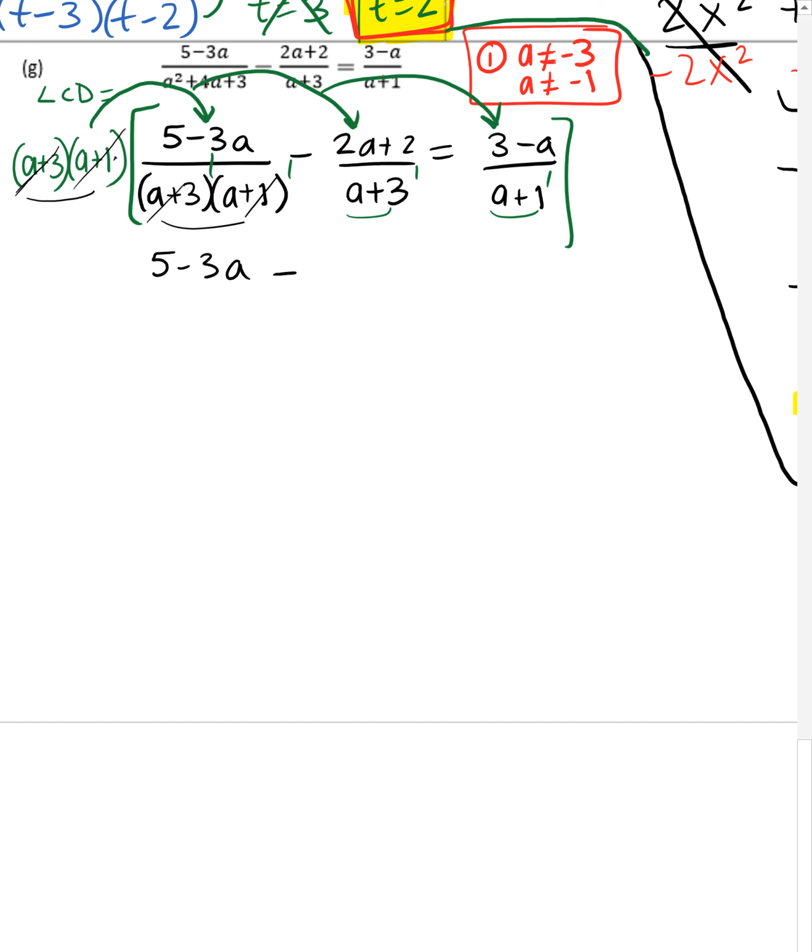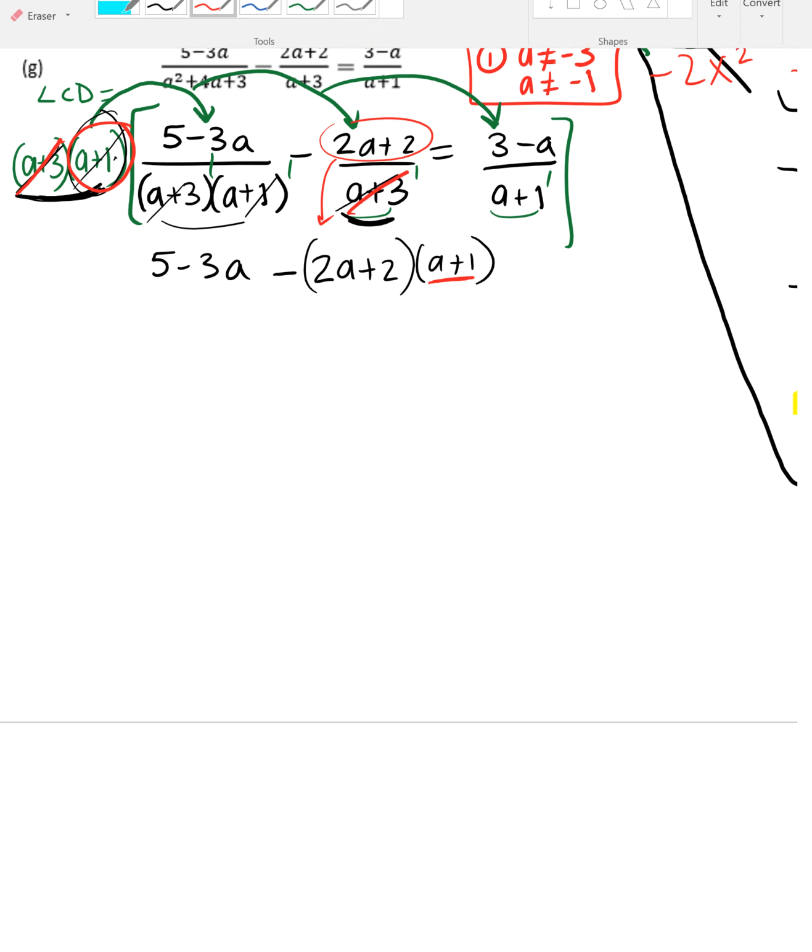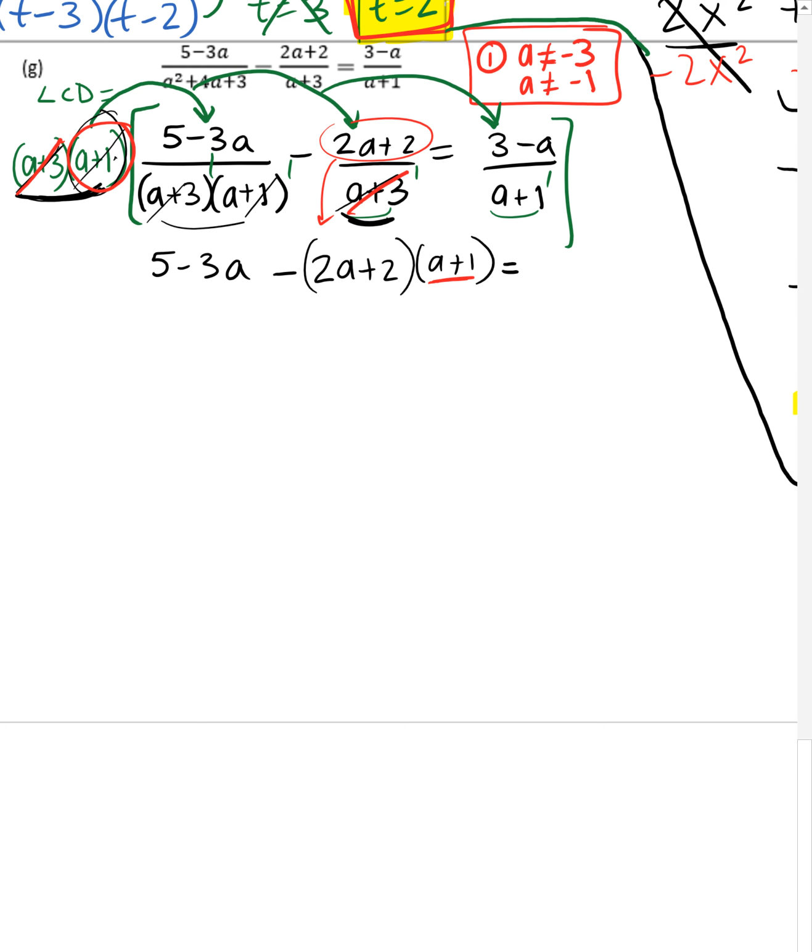Now when I multiply a plus 3 times a plus 1 times the second fraction, the a plus 3's cancel, but not the a plus 1, so it's still there. And this 2a plus 2 is still there, the numerator, 2a plus 2, a plus 1. Because again, this a plus 3 canceled here, but the a plus 1 did not cancel, that's why it's still here. And this numerator is still here. So if that makes sense, and you can do that, then feel free to skip the step of writing the LCD next to each fraction and then reducing.